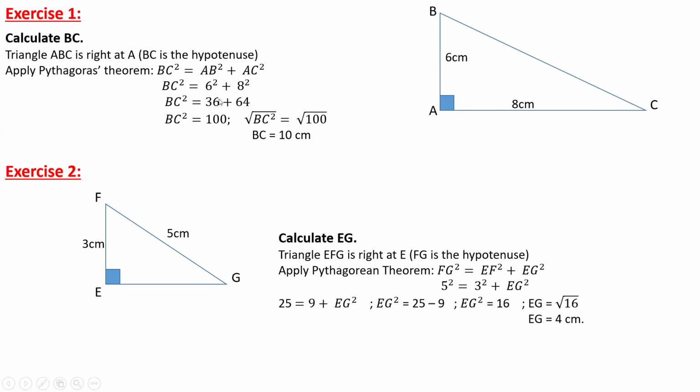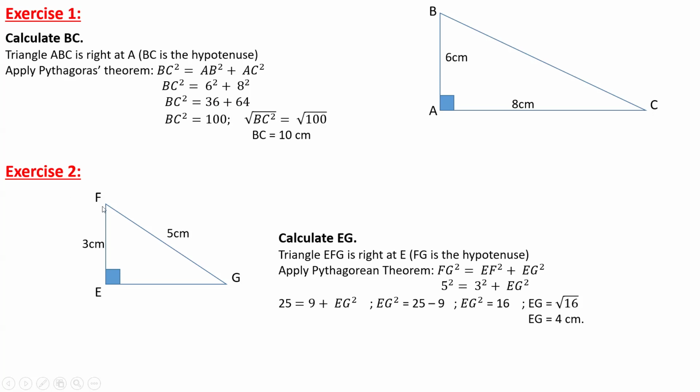6 square is 36 and 8 square is 64. So BC square equals 100. So I take the square root of both sides to get BC. So BC equals radical 100, which is 10 centimeters.